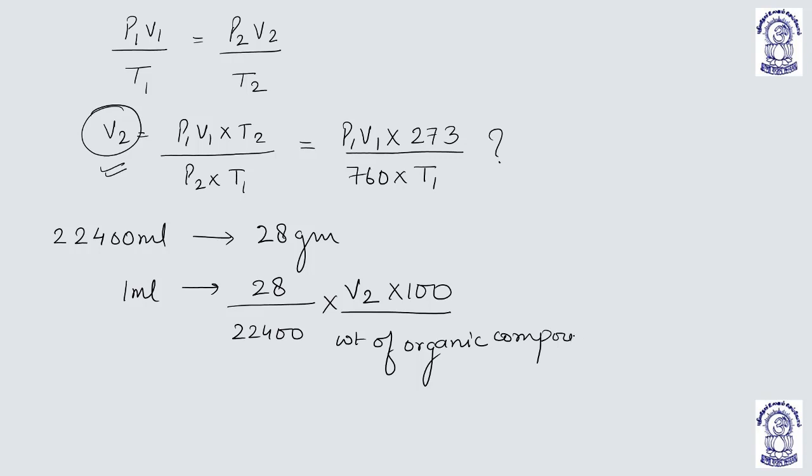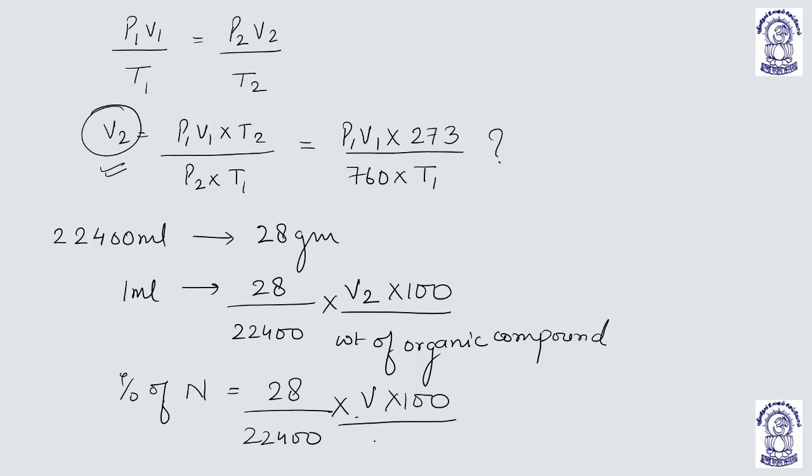This is the formula. That is, percentage of nitrogen is equivalent to 28 upon 22400 into volume of the nitrogen gas evolved into 100 upon weight of organic compound, small w. This is the formula. Understood? Yes. This is one of the methods, the Dumas method.